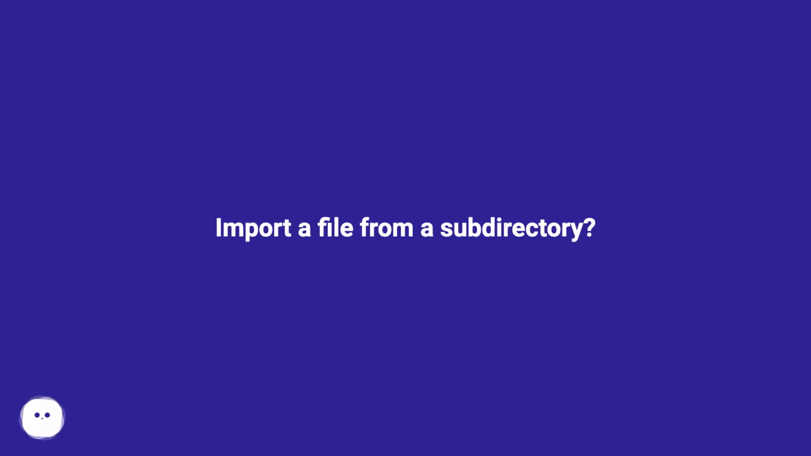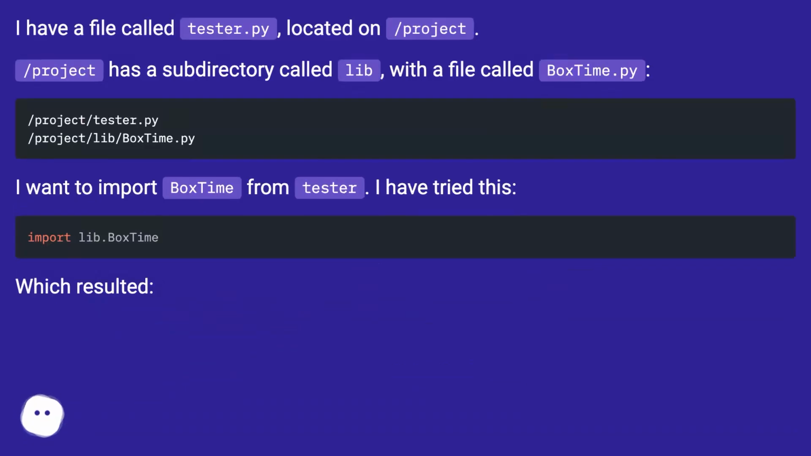Import a file from a subdirectory. I have a file called tester.py, located in project. Project has a subdirectory called lib, with a file called boxtime.py. I want to import boxtime from tester.